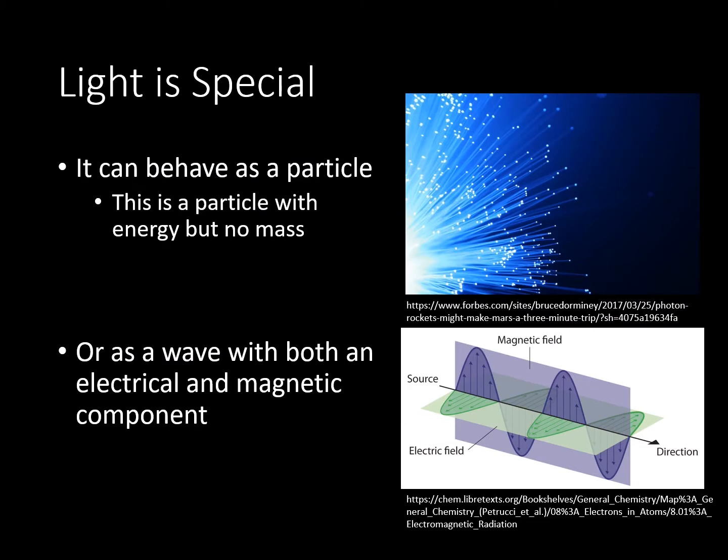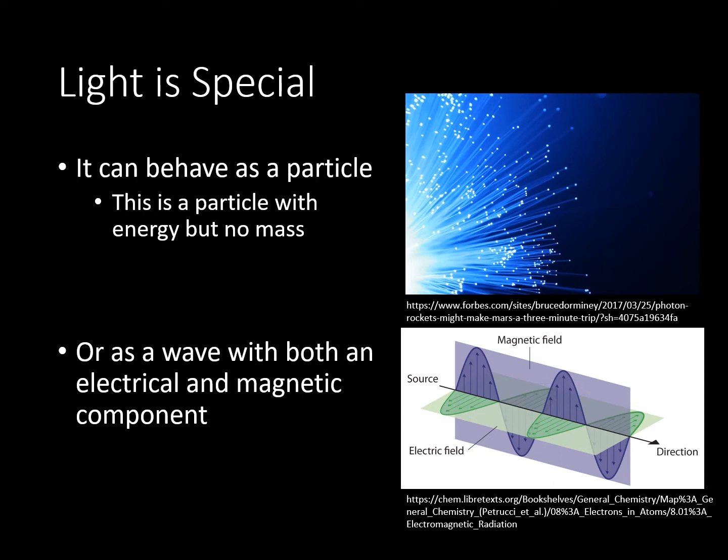Light is special. And it's special because it has both properties of a particle and properties of a wave. So if we think about it as behaving as a particle, this particle is a package of energy that has energy but no mass. And we call each of these packages photons. And the brightness of the light source is related to the number of photons it produces. For most of this discussion, though, it's a little bit easier to think of it as a wave.